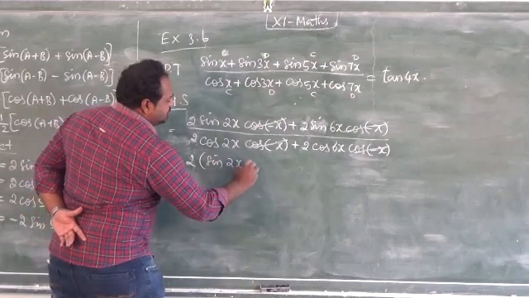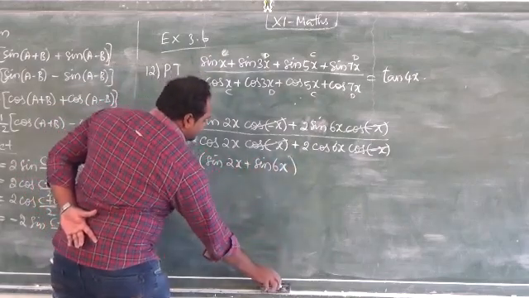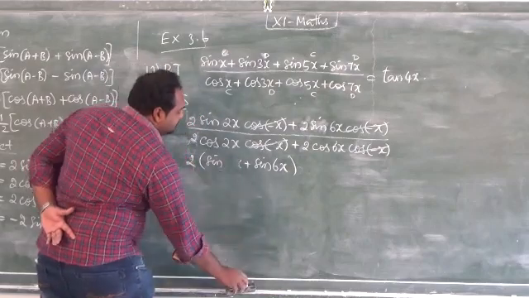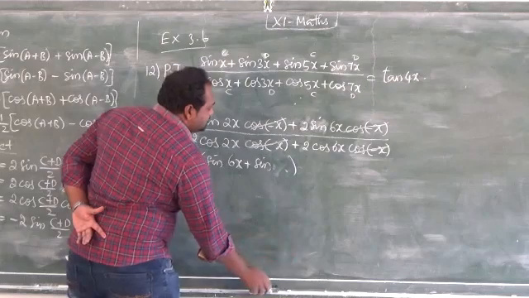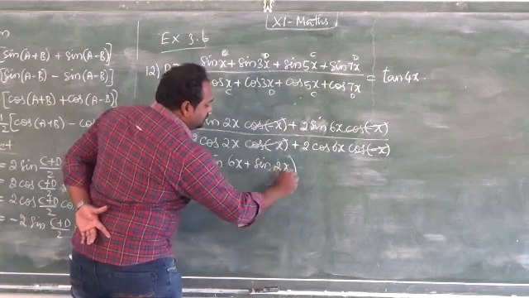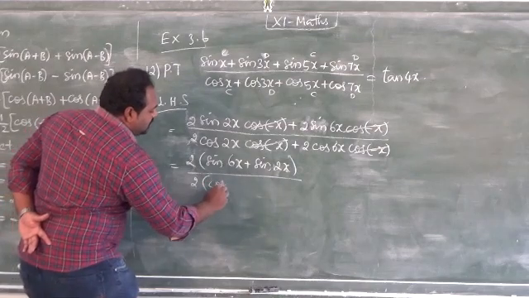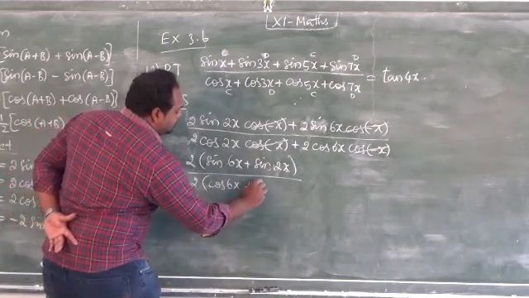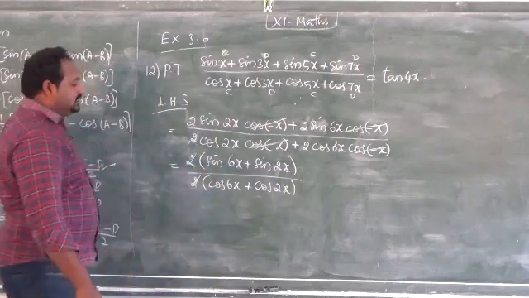sin 2x, sin 6x. So better we can write the bigger value first, in the place of the first term, and a smaller value in the second term. Here 2 taken commonly outside, cos 6x plus cos 2x. So here we can have a cancellation in 2.